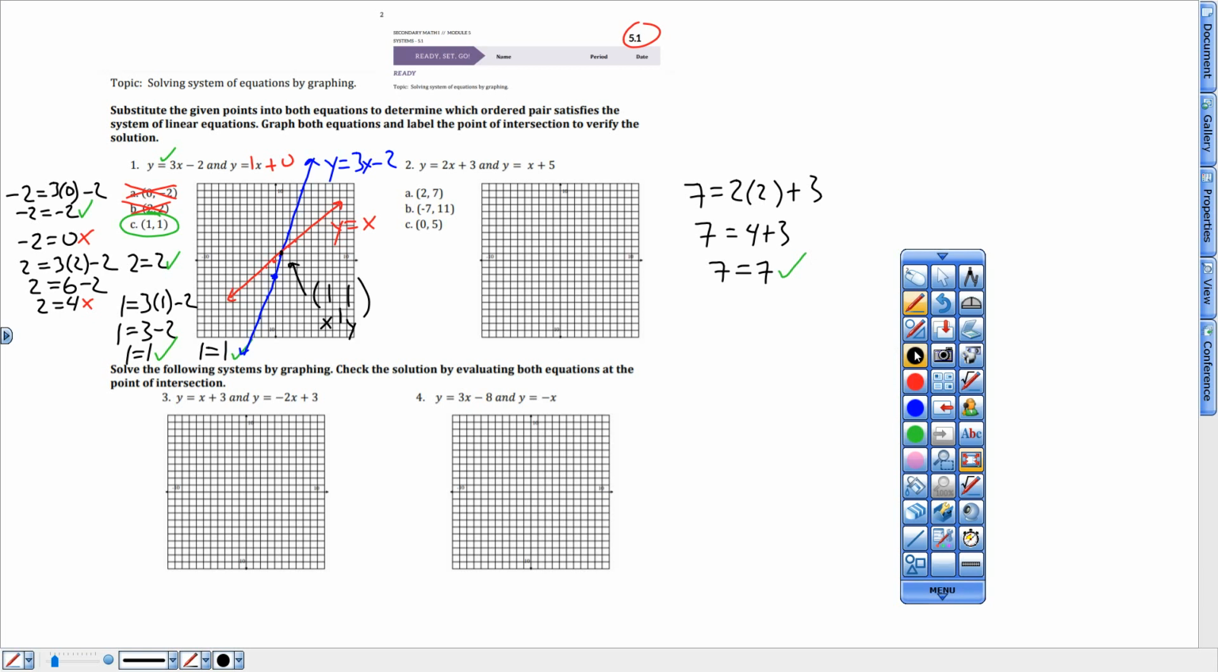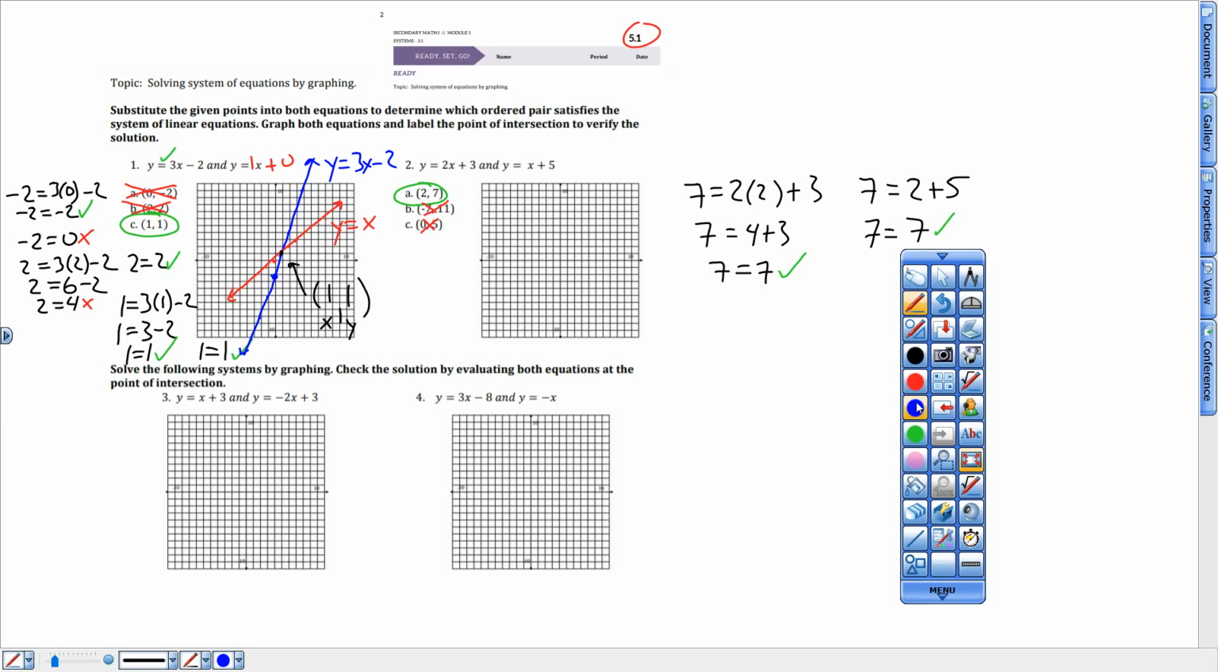Plug that point into the next one. 7 equals 2 plus 5. Ooh, that one looks lucky. Right away, that point satisfied both. I'm going to graph them. I'm pretty sure these other two are not going to work, but we'll see what my graph looks like.